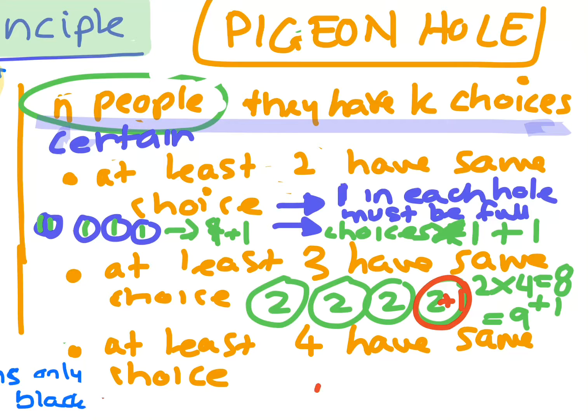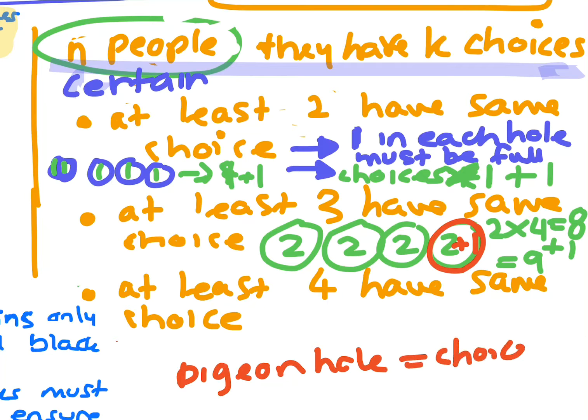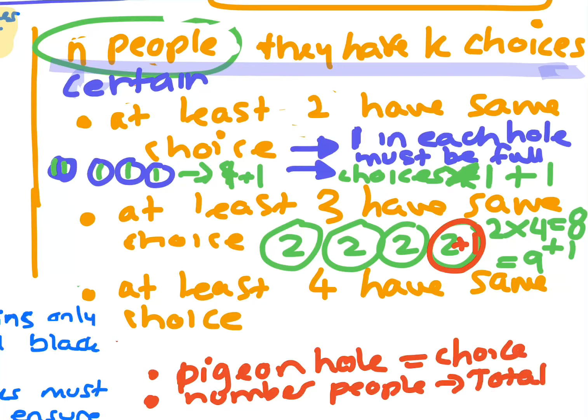So the pigeonholes are your choices. And the number of people, or things, or whatever you're doing, the total, is what you're sharing between those holes. And if you put the same number in each hole, it's only when you put the leftover in that you end up getting, like this one, at least 3 of the same choices.